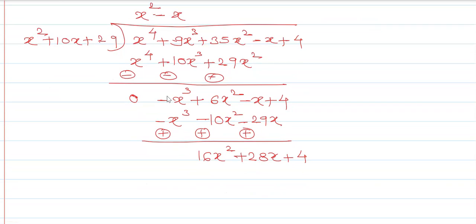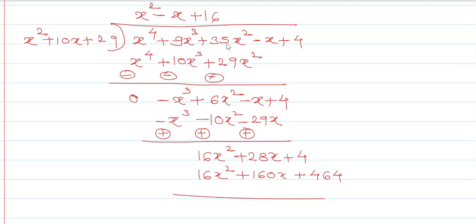Again we will multiply here. To get the 16x square, we have to multiply x square by 16. Therefore I will write here plus 16. Therefore here you will get 16x square. Into again 16 into 10x, then you will get 160x. 16 into 29, therefore you will get plus 464.